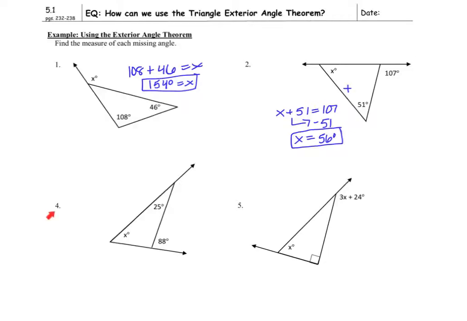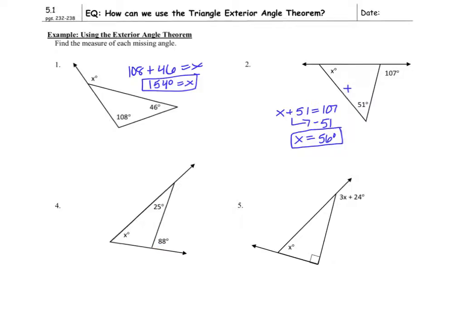Let's take a look at number 4. Which angles represent the remote angles that you would add together? The remote angles are x and 25. So remember, remote angles are the two inside angles that are not touching the exterior angle.